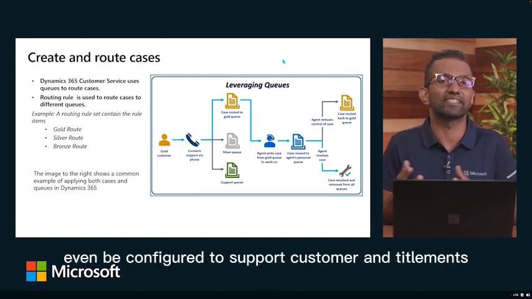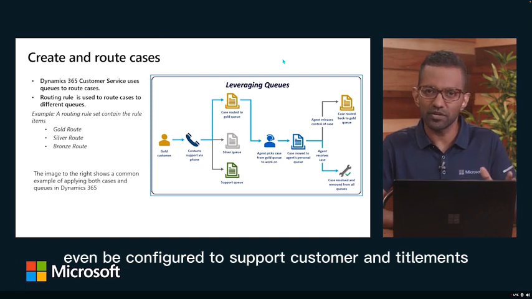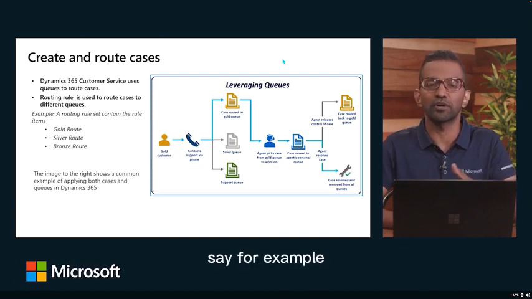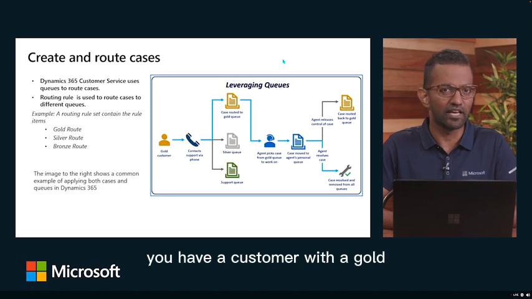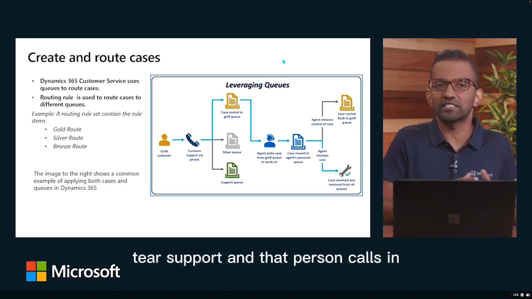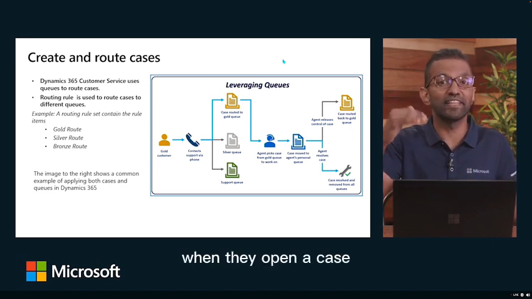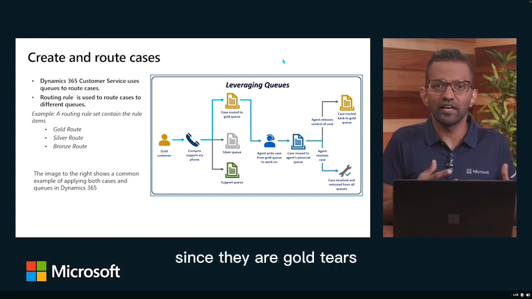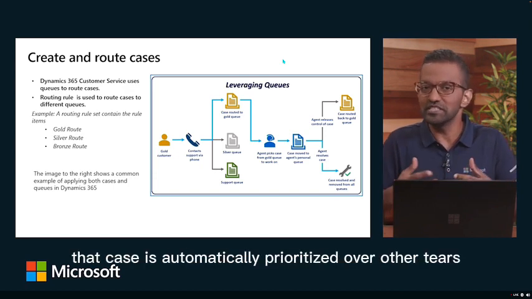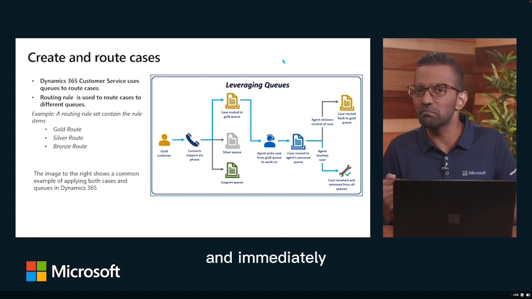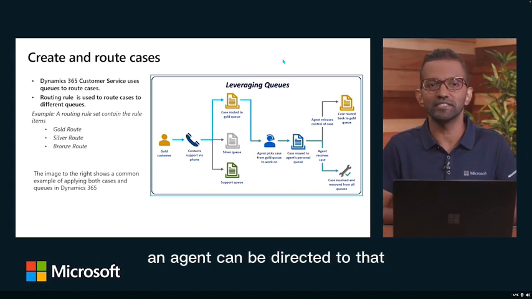These routes can even be configured to support customer entitlements. Say, for example, you have a customer with gold tier support, and that person calls in. When they open a case, since they are gold tiered, their case is automatically prioritized over other tiers, and immediately an agent can be directed to that.